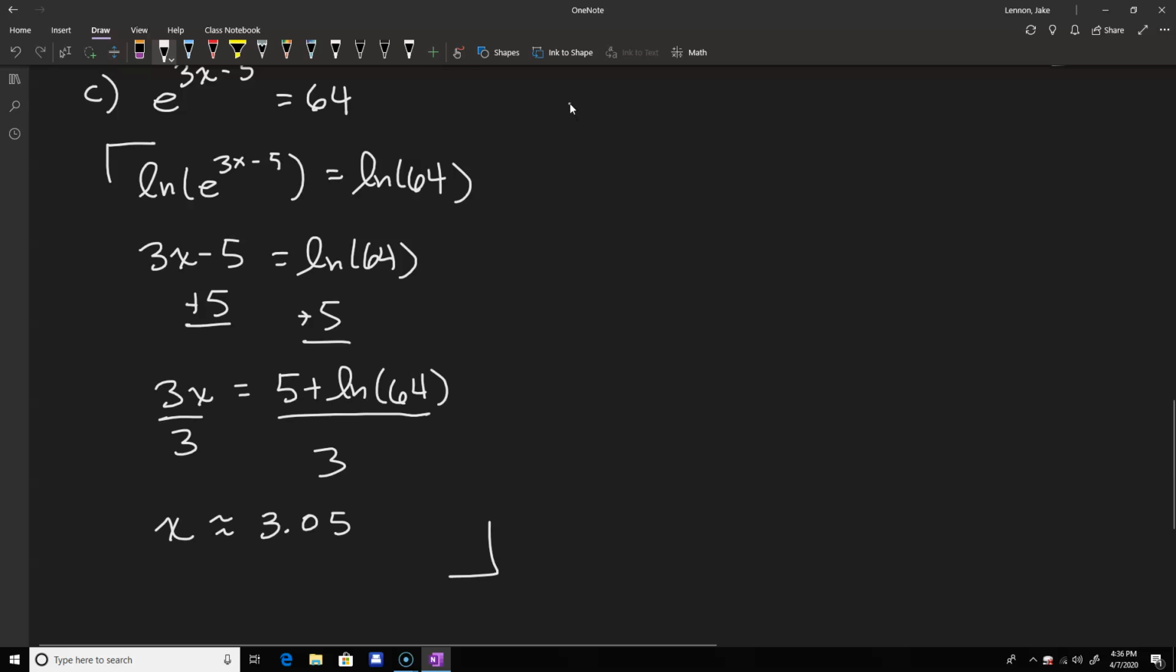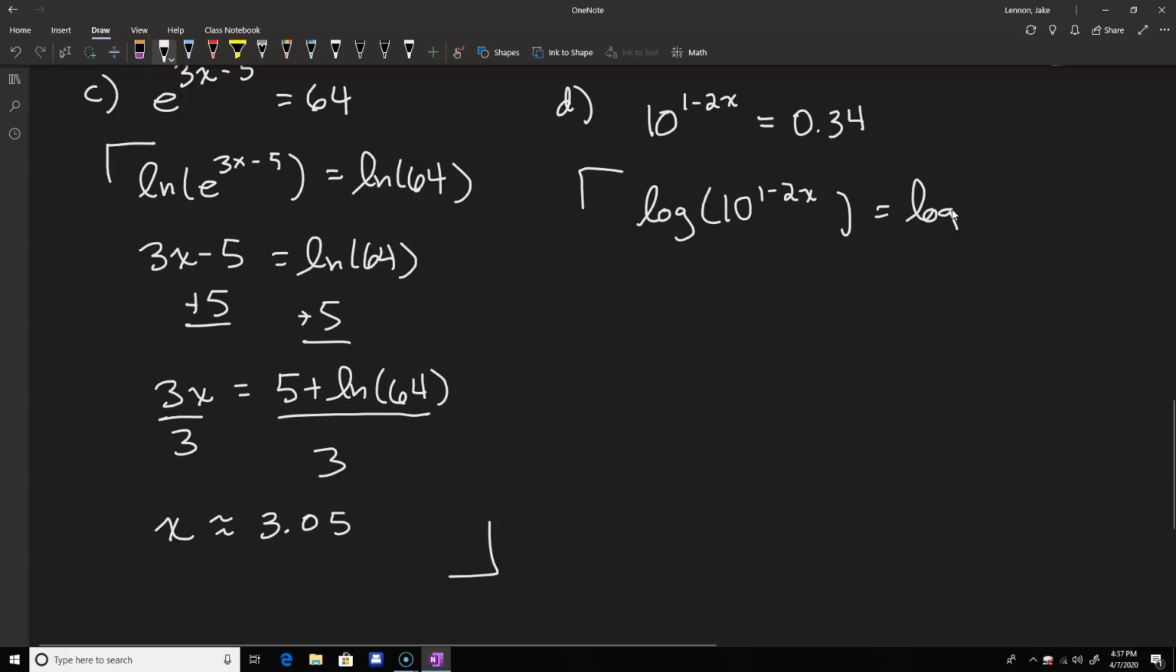Okay, so another example, D, let's say we have 10 to the 1 minus 2x, and that equals 0.34. Now, in the previous problem, part C, it made sense to use the natural log because it canceled out with a base of e. Well, in this case, we have a base of 10, and the common log will cancel out with that. So we want to take the common log of both sides here. So usually it doesn't matter, but if you see a base of e or a base of 10, one of them is certainly going to be preferable in terms of efficiency. So we have the log of 10 to the 1 minus 2x, and that'll equal the log of 0.34.